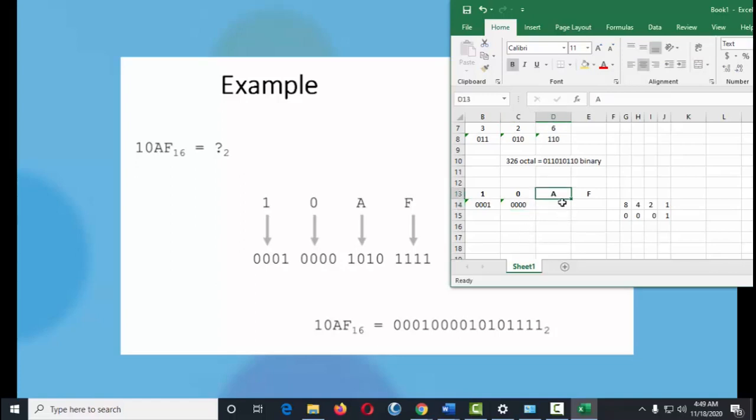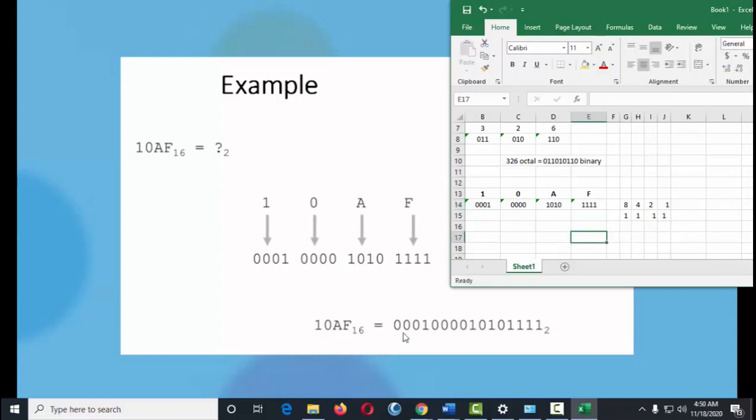For A, which is actually number 10, you add 8 plus 2. So all the others are 0. So the answer for A is 1, 0, 1, 0. And finally, for F, what is F? F is actually 15. If you add 8, 4, 2 and 1, it's going to be equal to 15. So the answer now is 1, 1, 1, 1.